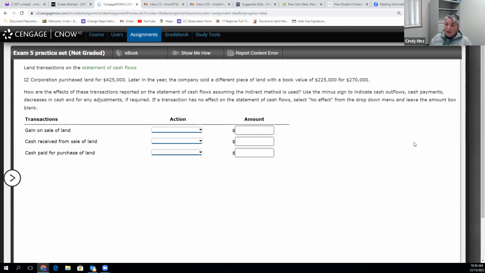So this next exercise deals with land transactions. IZ Corporation purchased land for $425,000. Later in the year, the company sold a different piece of land with a book value of $225,000, and they sold it for $270,000. So land makes this a little easier because we don't have to deal with the depreciation piece.